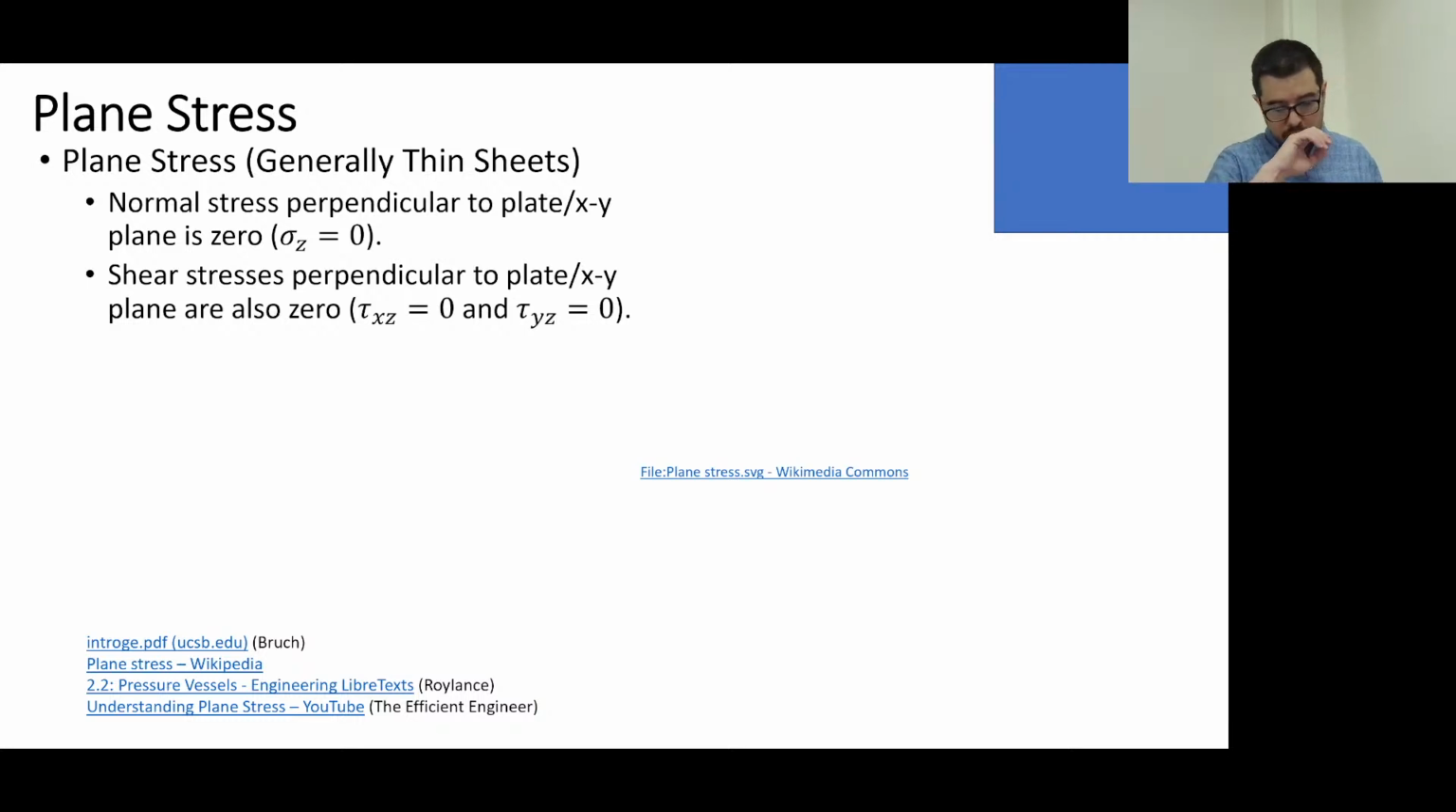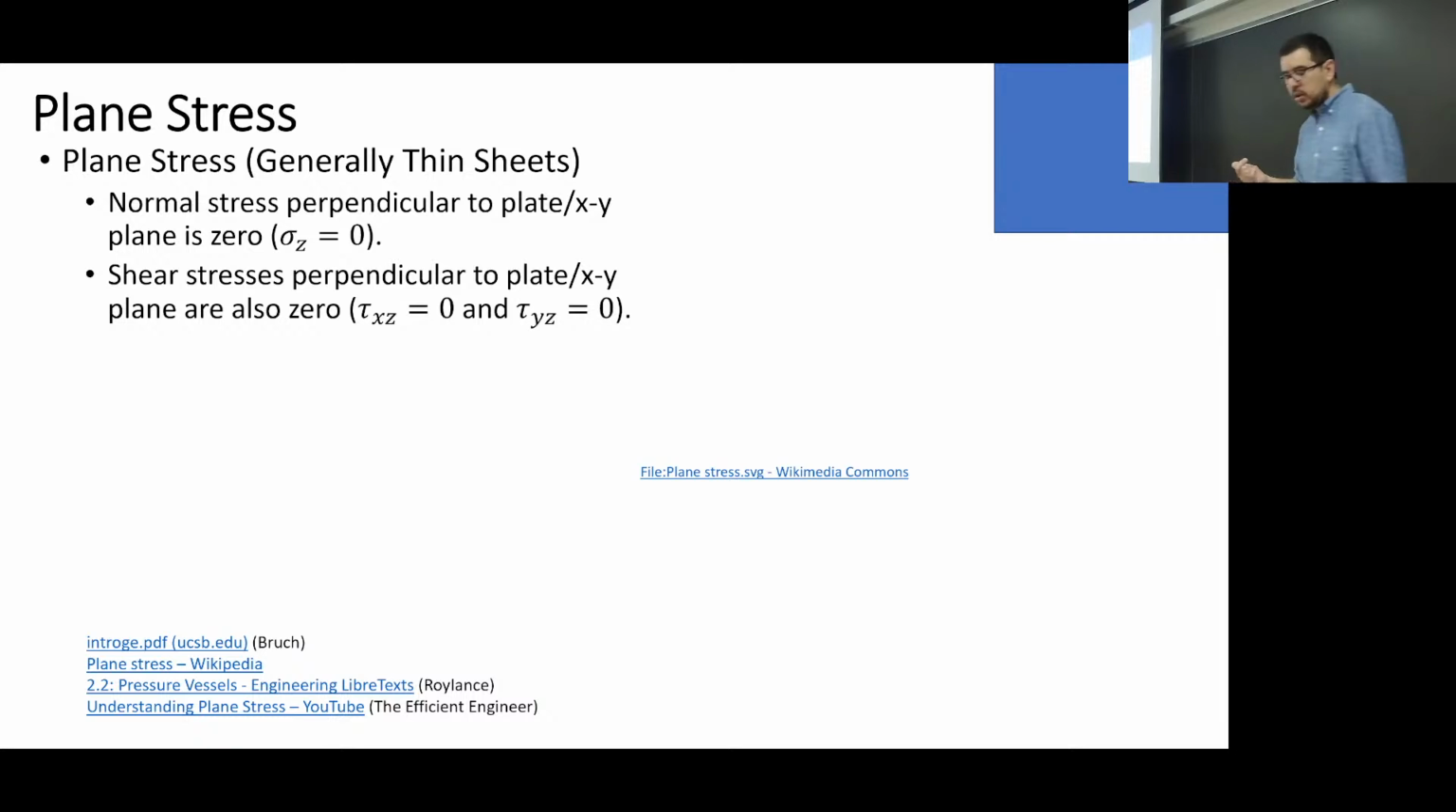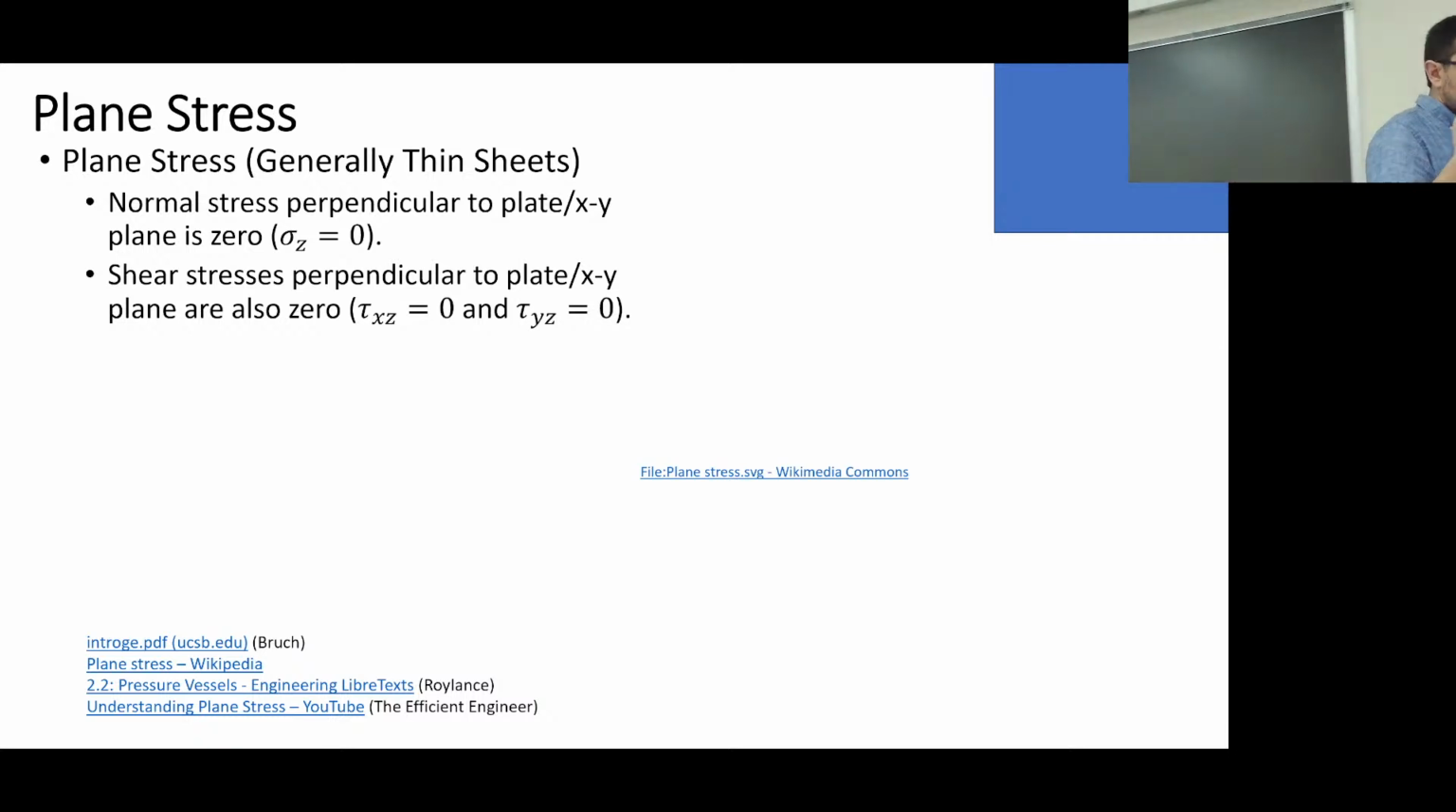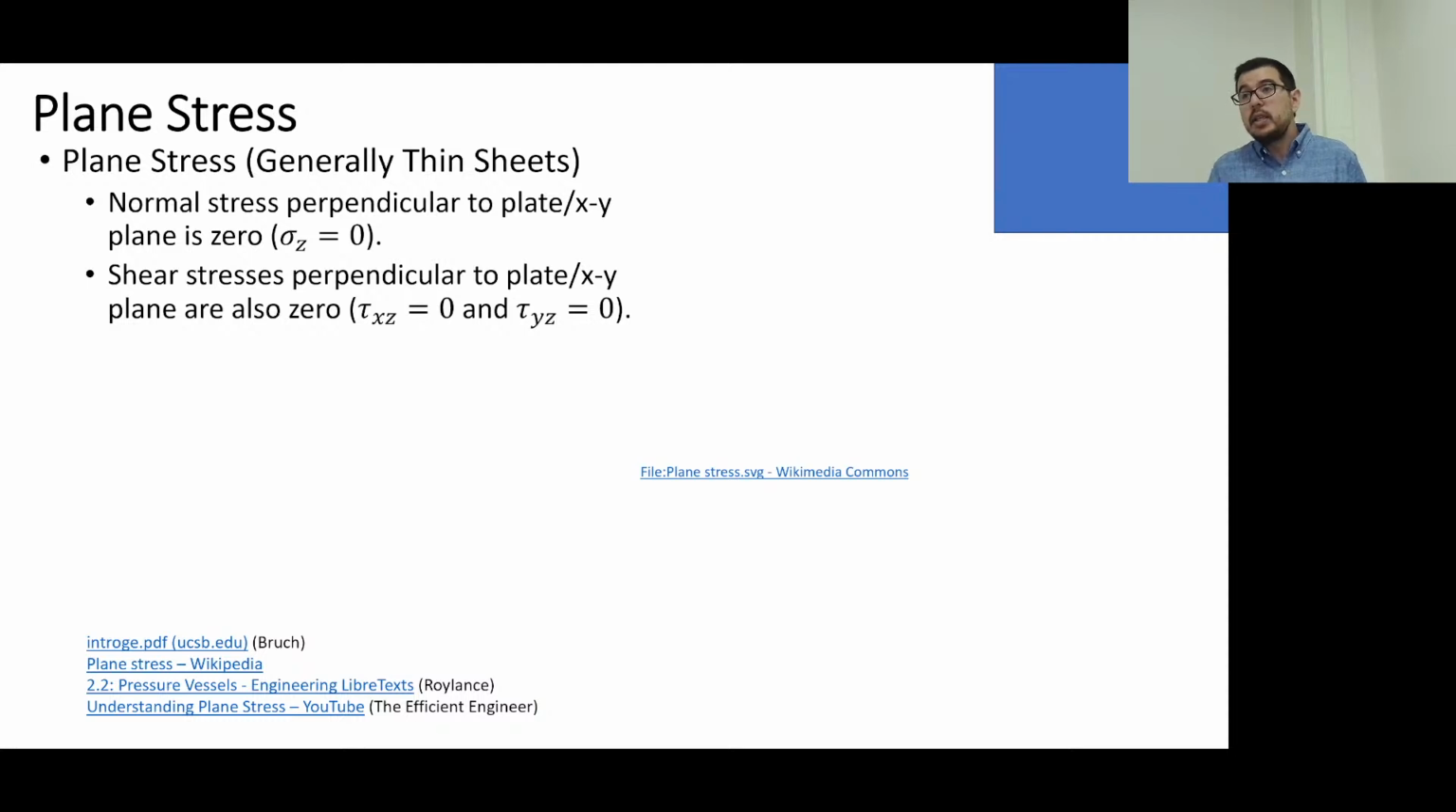And the shear stress is perpendicular to the plate. So if we have an xy plane, that means the shear stress is where you have a z as a subscript. All right, so either tau xz or tau yz, those are going to be 0 as well. Okay, yes. Is that supposed to say plate? So it's plate. You can think of it as a plate, or you can think of it as the plane.